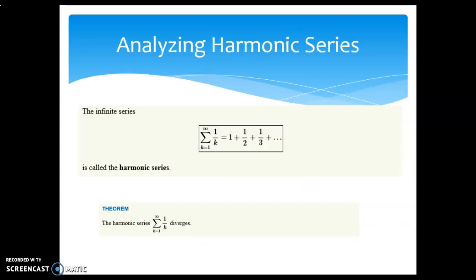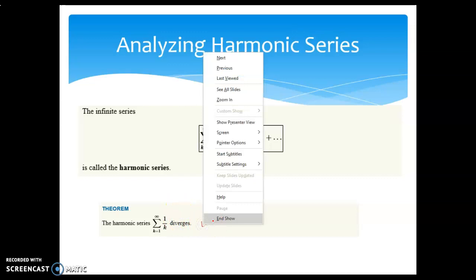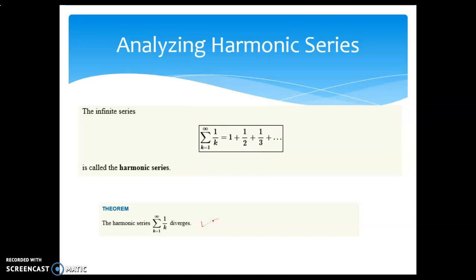So we want to analyze the harmonic series. Any series that looks like this is known as a harmonic series. All harmonic series diverge. All of them diverge.